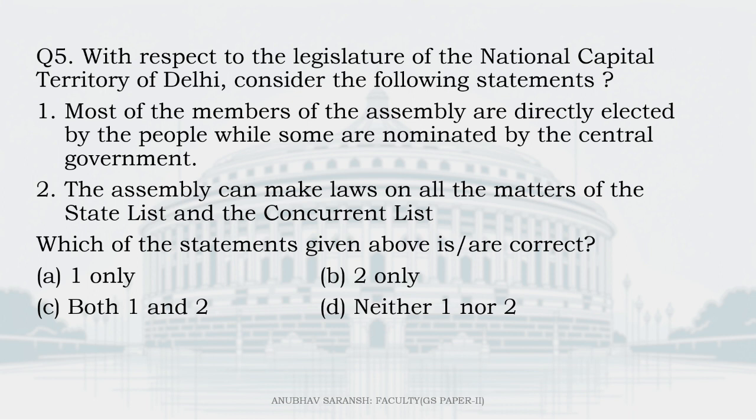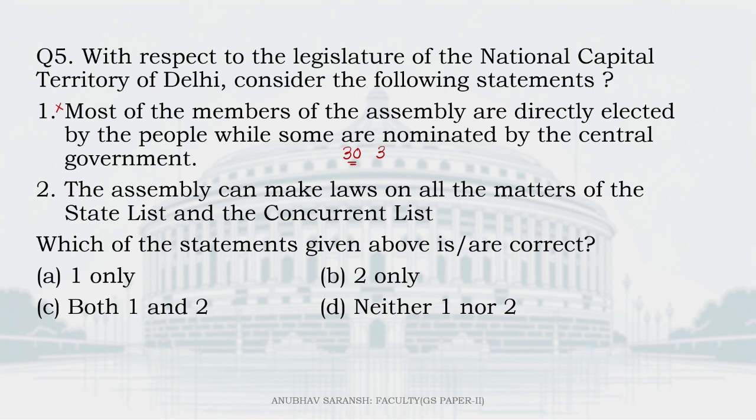Now here, if you take a look at the UT of Pondicherry, the first statement is correct for them, that in the UT of Pondicherry, 30 seats are elected and 3 seats are nominated. But this is not the case for Delhi, where all the seats are elected. And the second one is also wrong.